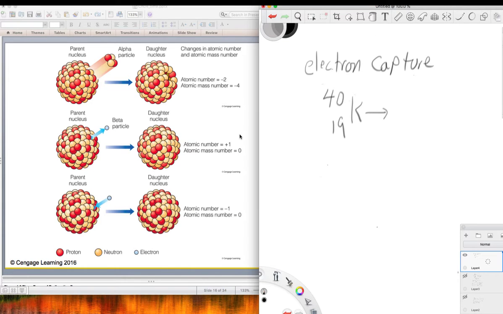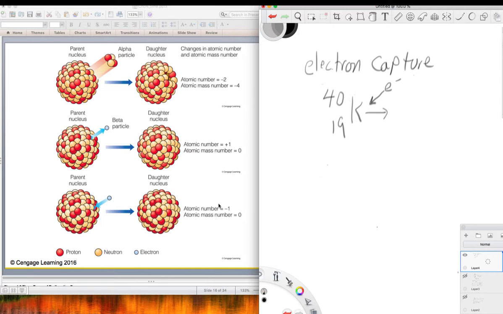So we'll look over here at this electron capture. What's going to happen is we're going to add an electron to the nucleus of potassium-40. And potassium-40 is one of the isotopes we'll use especially for dating volcanic rocks. So when we do that, remember, in this case we're not going to change the atomic mass down here, but we're going to change the atomic number.